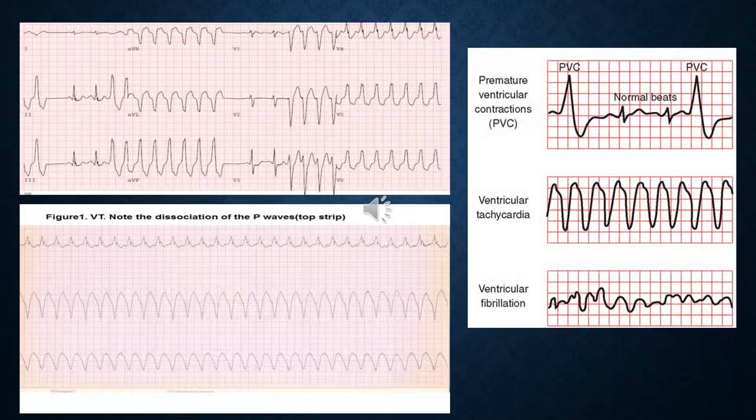In these ECGs, you can see different types of VTAC. In the upper strip, we have non-sustained ventricular tachycardia, where I can see some sinus beats. In the lower strip, we have sustained VTAC. In the ECG strips on the right side of the slide, the first is premature ventricular contraction, the second is ventricular tachycardia, and the last is ventricular fibrillation, which is just irregularities in the baseline, and I will discuss it later in my slides.